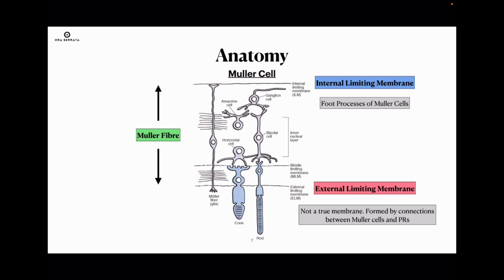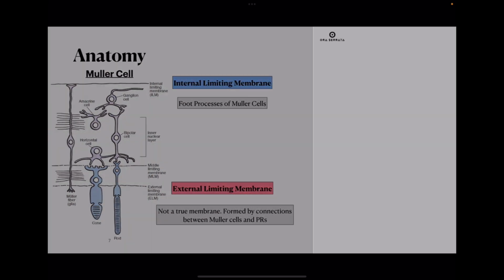So the external limiting membrane is not actually a true membrane, but it is just a junction that is formed by the connections between Mueller cells and the photoreceptors.